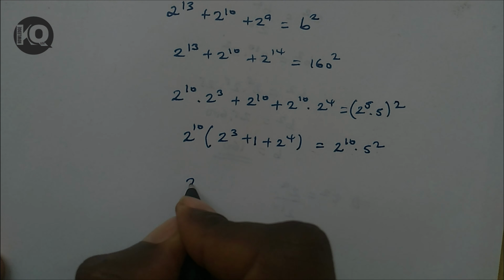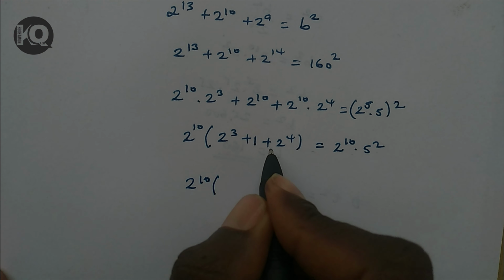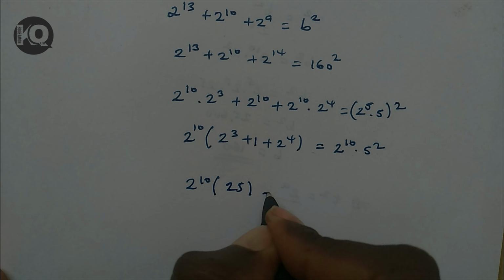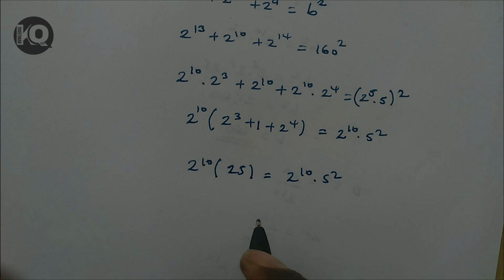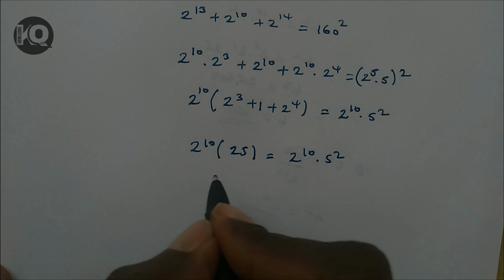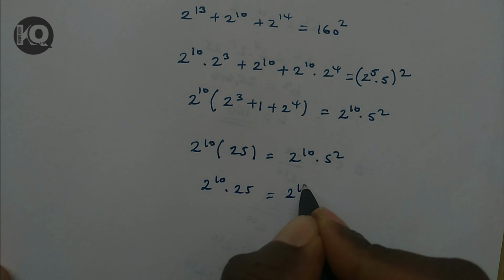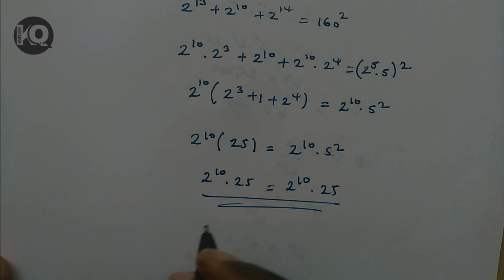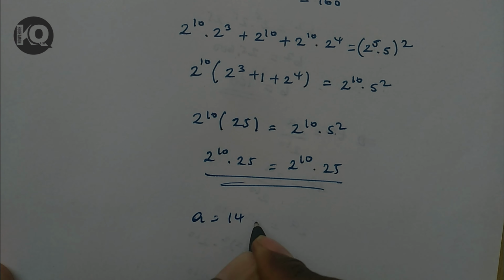So 2 to the power of 10 into this will be 8, 9, 16, 25, which is equal to 2 to the power of 10 times 5 square. So 2 to the power of 10 times 25 is equal to 2 to the power of 10 times 5 square, which is 25. So our answer is correct, and the value of a is 14 and b is 160.